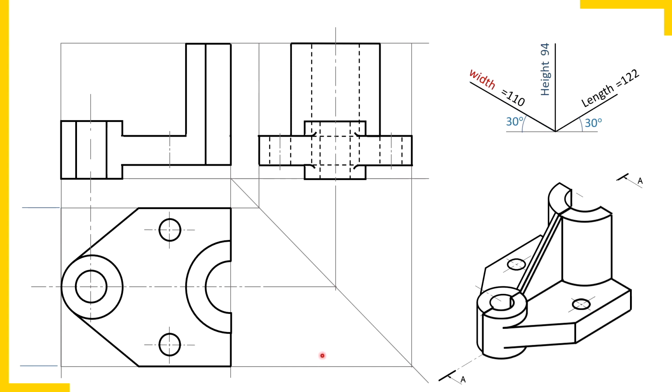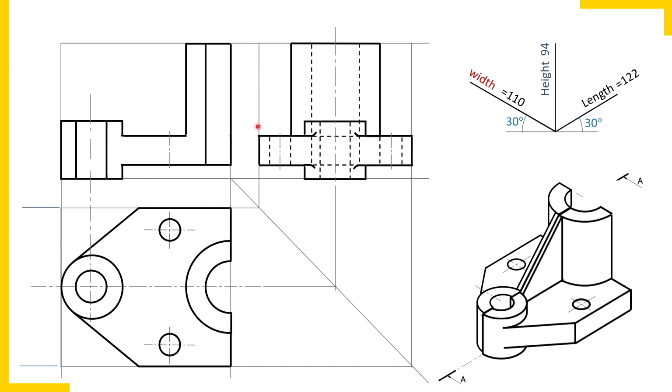Now one more small portion, that is this rib. This rib is a 10 millimeter thick rib. It is after all a plate. In the view showing its shape, the remaining two views are just thin strips of thickness 10 millimeter that we are going to draw. In which view is its shape visible? In the front view. So let's draw that.